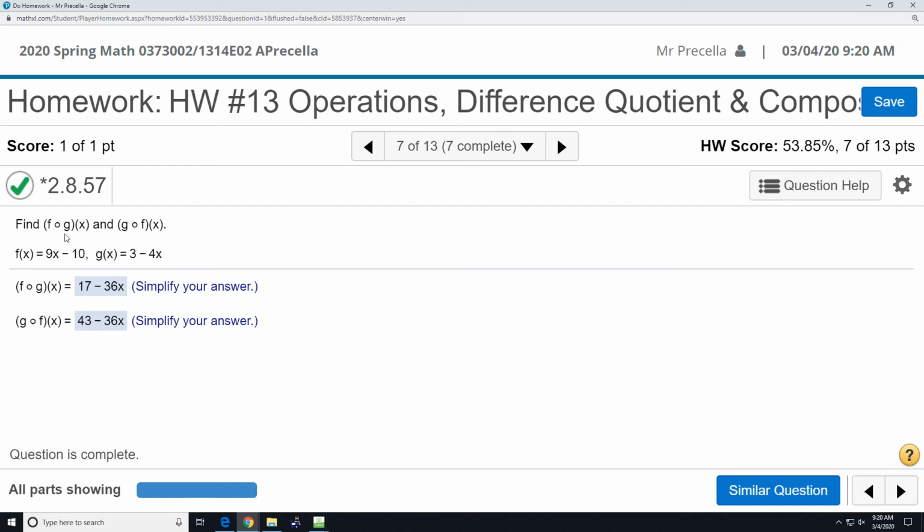Now, we have this new operation, composition. Is composition commutative? Does f composed with g always equal g composed with f? No. In most cases it doesn't. Occasionally it does, but those are special cases. Usually f composed with g will not equal g composed with f.